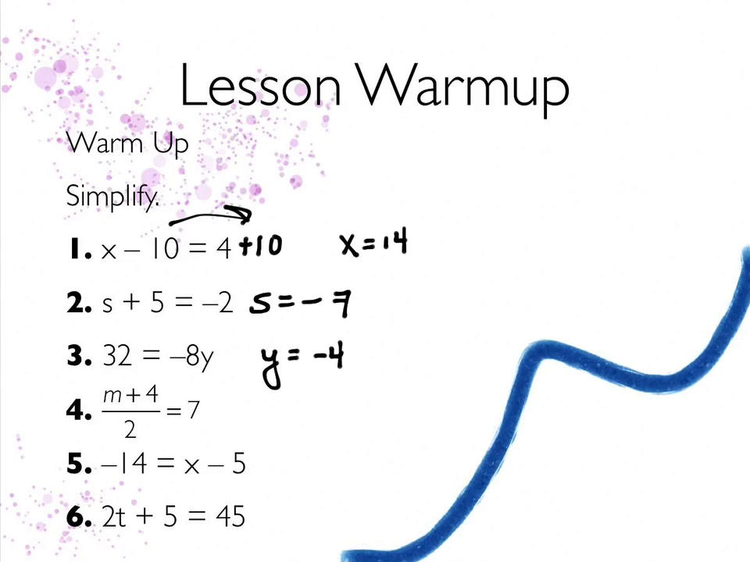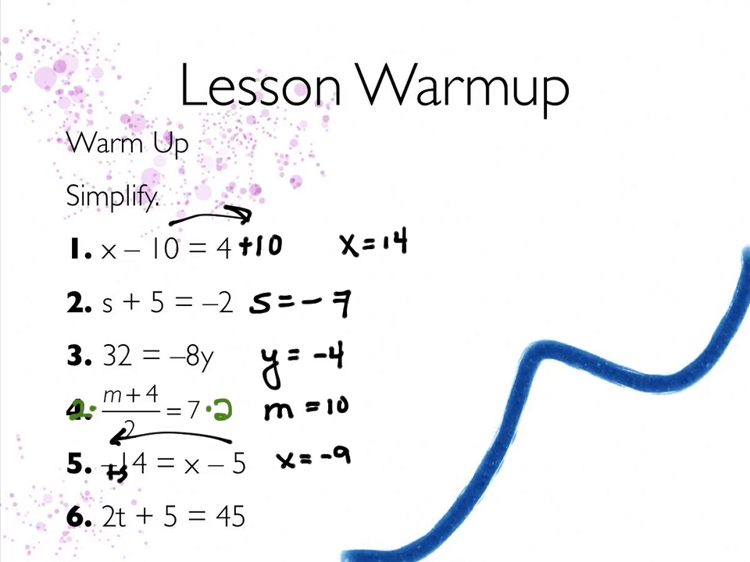Next one, get rid of the fraction first, so you have to multiply both sides by 2. And then move your negative 4 over to make it positive 4. Your final answer here, M is going to be 10. Down here, move this over, make it a positive 5. And you get x equals negative 9.